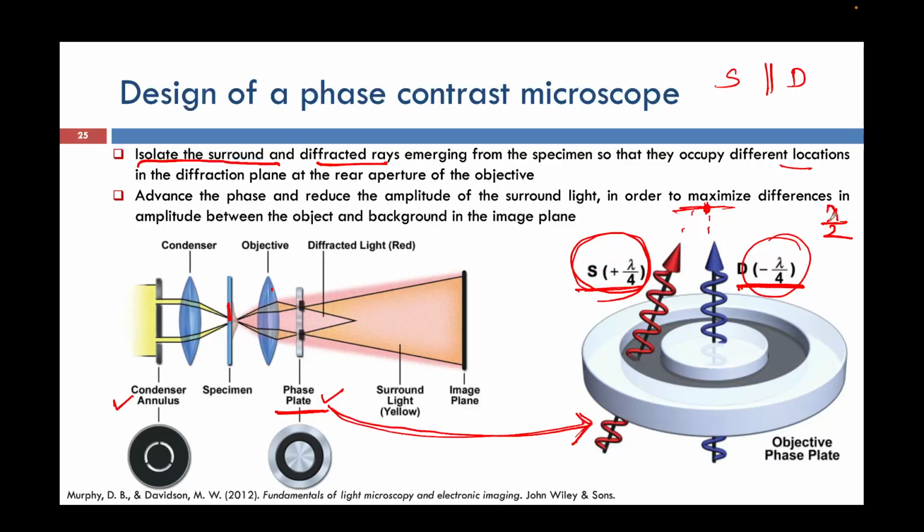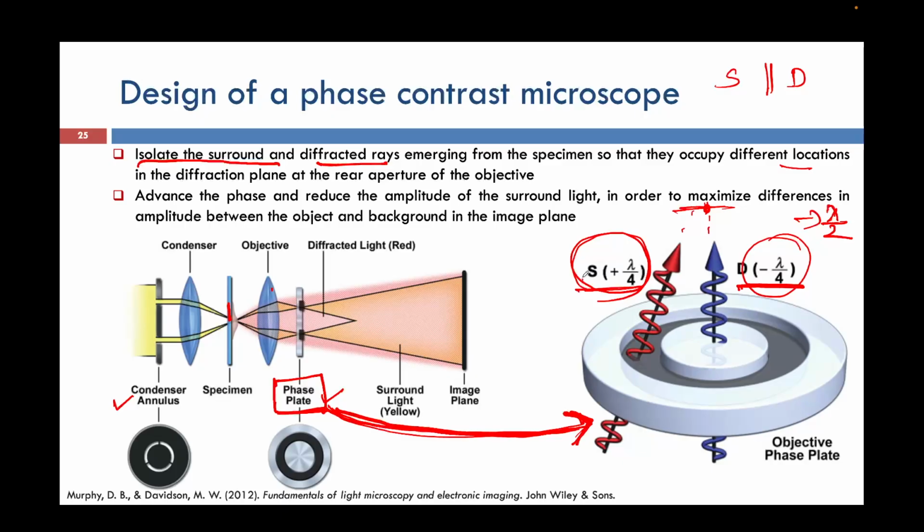That means this huge path difference will give a phase difference, which will give an amplitude difference, which will give an intensity difference, and eventually I will get a big contrast. This will be the destructive interference, and somewhere I will be getting constructive interference, right? So that is the role of this phase plate, and since we use this phase plate, this kind of microscopy is known as phase contrast microscopy.